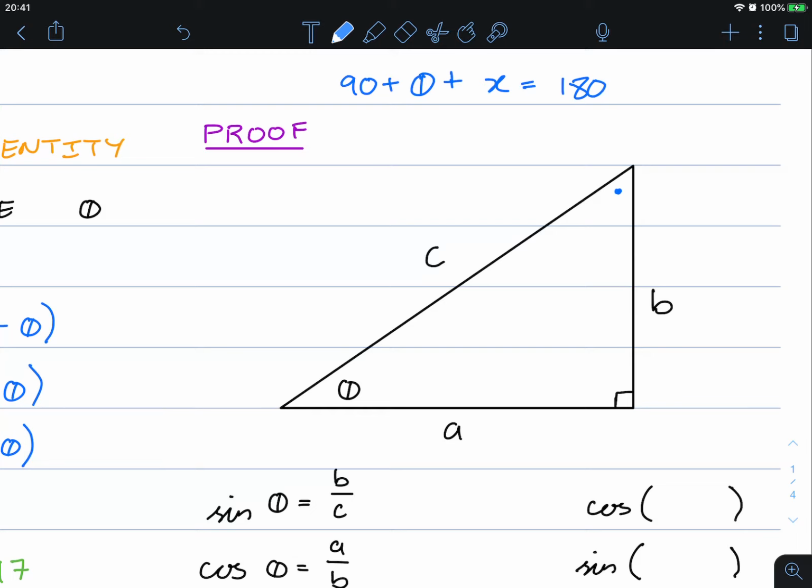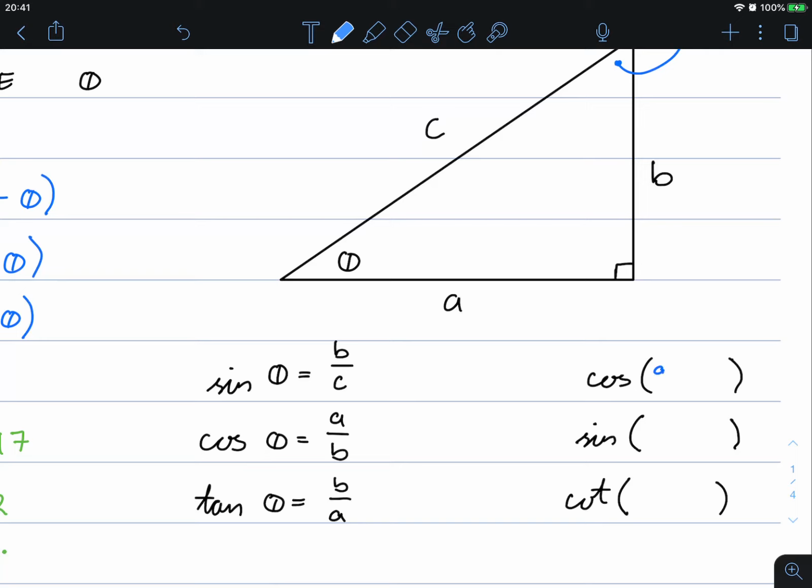If I solve for x, we get x is equal to subtracting theta and subtracting 90. So 180 take away 90 is 90 minus theta. So that angle is theta. So this angle is 90 minus theta. So now if we find the cosine of 90 minus theta and the sine of that angle and the cot of that angle, let's take a look at what happens.